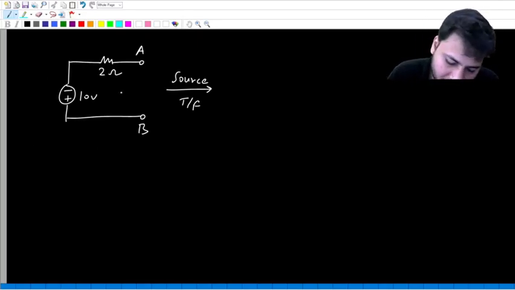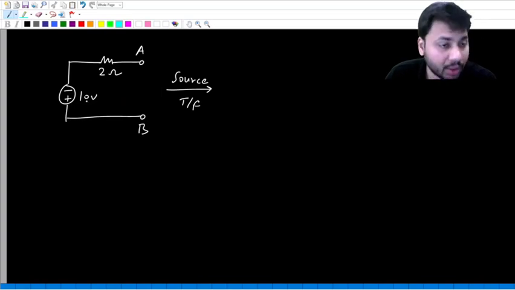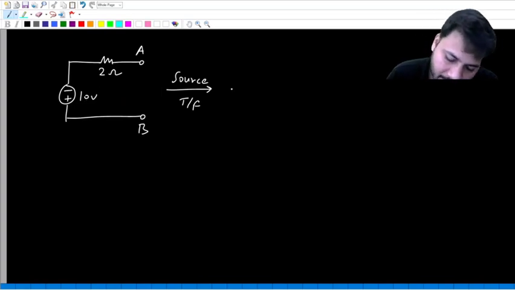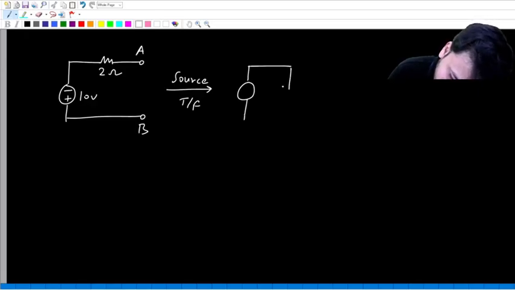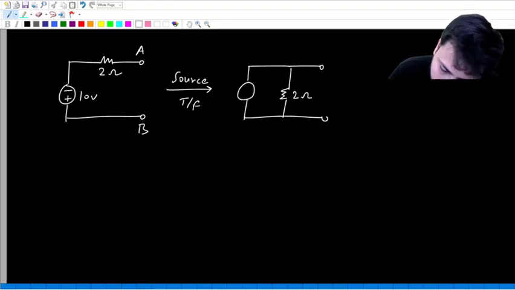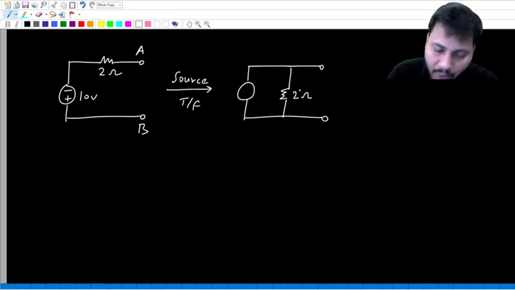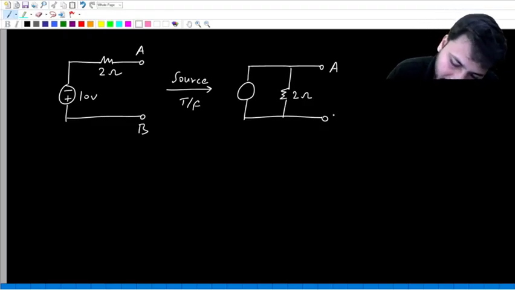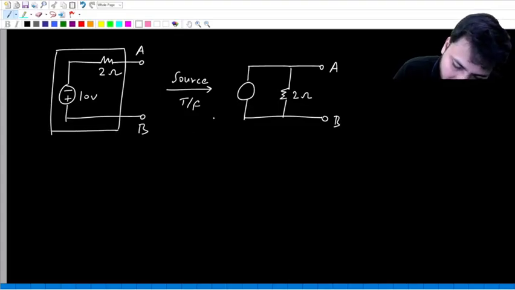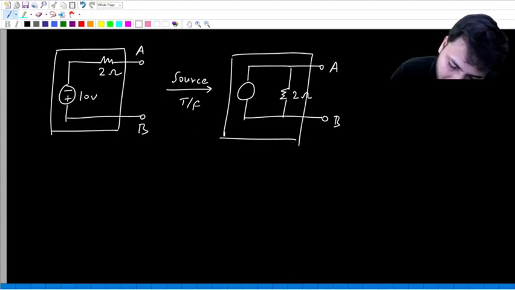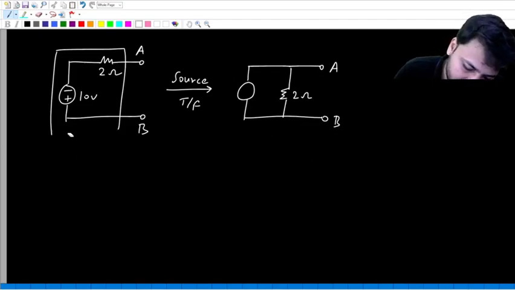Okay. So while doing source transformation, this voltage source will become a current source. When you do source transformation, you will get a current source in parallel with the same 2 ohm resistor. Now you can see the current source and the 2 ohm resistor are connected in parallel across the same 2 points A and B. So the point is, the original network is between A and B. The modified source is also between A and B. That is the point.